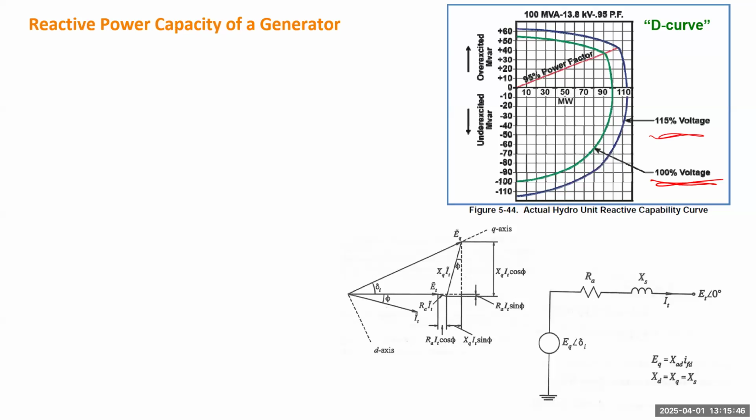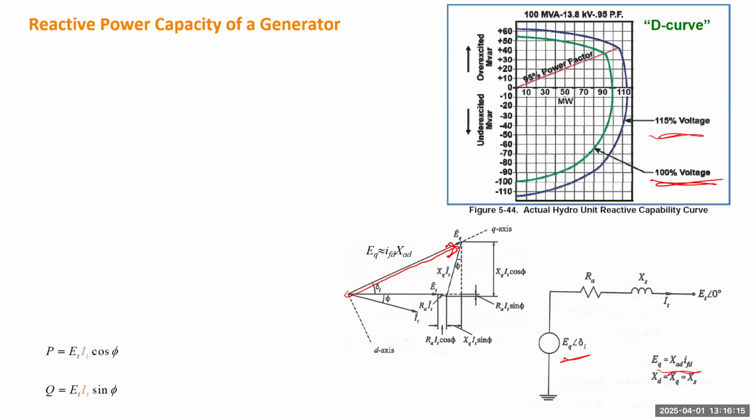We can start from this equivalent circuit. The generator has an internal voltage source, EQ. Usually we know that EQ is roughly proportional to the field current. Okay, and we can draw this phasor diagram. And this phasor indicates the internal voltage phasor, right? That's proportional to the field current.